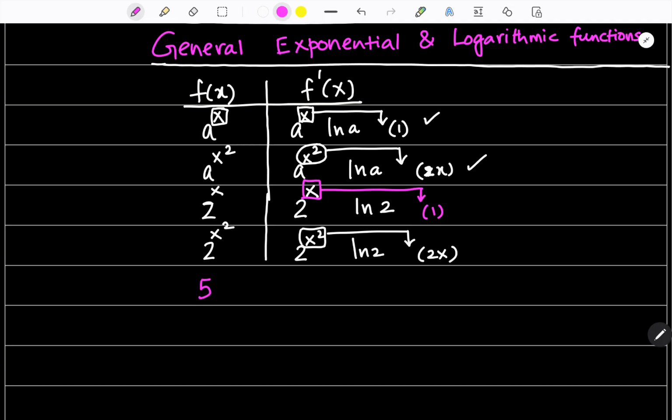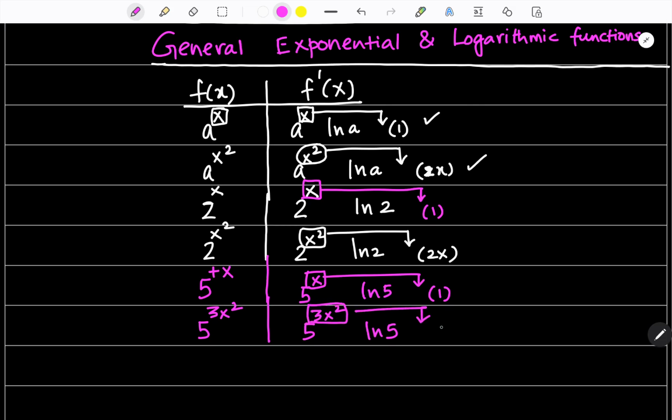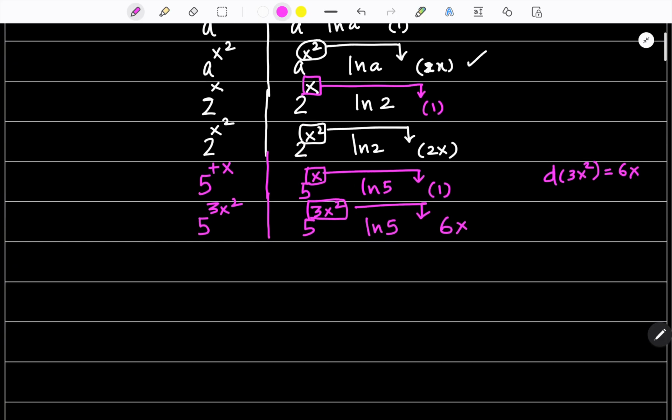Let me give you another example. 5 power x first, then I'll go for minus x. If I give 5 power x, just write 5 power x and write ln 5. After that, the derivative of x is 1. Similarly, suppose I give 5 power 3x square. What you will write? 5 power 3x square, and then you write ln 5. Then the derivative of 3x square is going to become 6x.